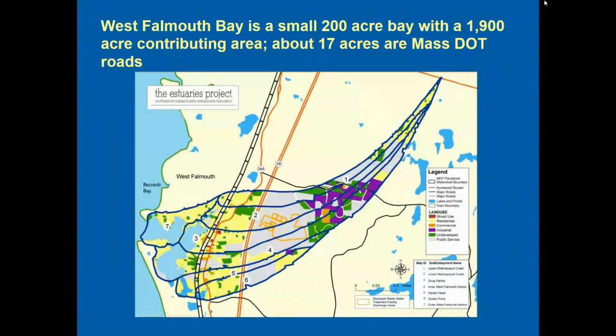This map shows the 2 MassDOT roadways superimposed on the groundwater flow cells contributing to West Falmouth Bay, which is a small 200-acre bay with a 1,900-acre contributing area. On this map, the delineated areas are the groundwater contributing areas to different segments of the bay or the surface water tributaries. About 17 acres, which is less than 1% of the watershed, are MassDOT roads, including about 1.2 miles of State Route 28 and about 1.6 miles of State Route 28A.